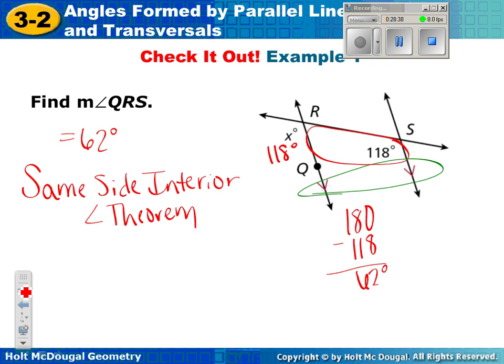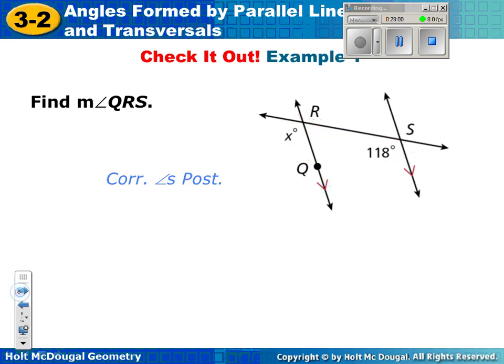If I used corresponding angle theorem, then I would have to use what theorem to get that this one's 62? Linear pair theorem, because these two together would be 180. Not on your homework or on the test. In your notes, you can do whatever you want. Any other questions? Okay, we'll do the next one.